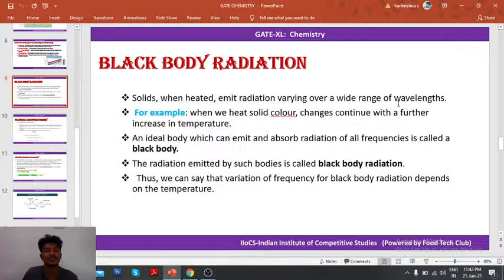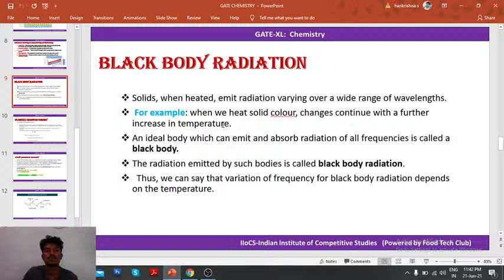As we know, when we heat some solids, they may emit some radiations, depending upon the temperature given to the solid. Whatever temperature is given to the solid, it will emit radiations, maybe of different wavelengths. Now you see an example. When we heat a solid, the color changes continuously with further increase in temperature. As the temperature of the solid is increased, the color may also change, depending upon the temperature.